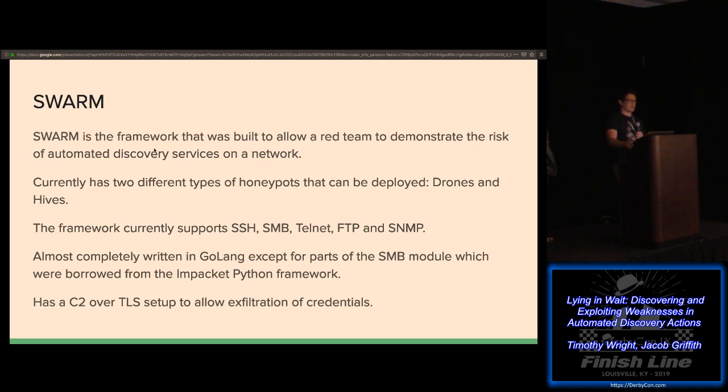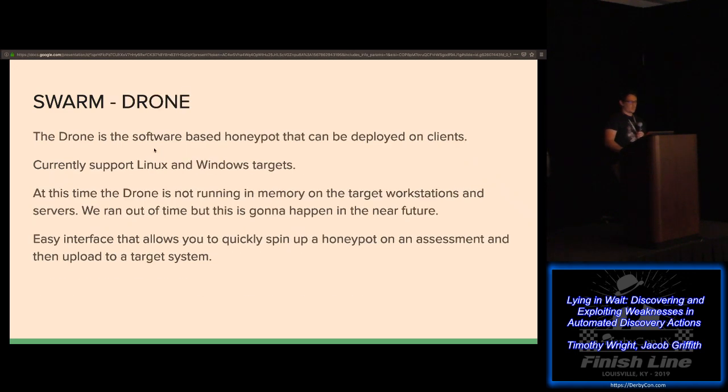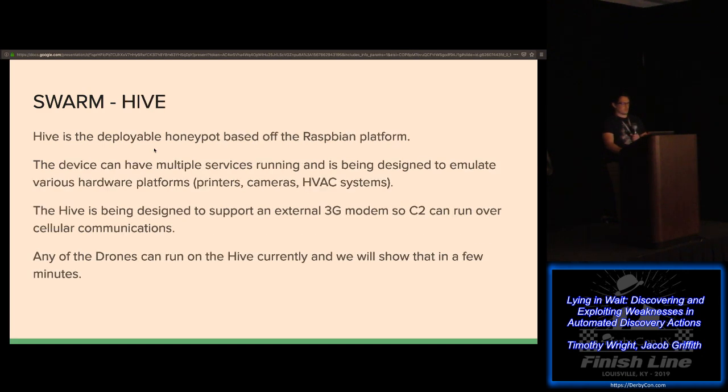Currently, we have SSH, SMB, Telnet, FTP, and SNMP implemented. It's written in Golang, except for the SMB module. I wrote that in Python because the Impacket framework was already there, so I just had to slightly modify what was already there. And again, the C2 for Swarm is over TLS to allow that exfiltration of credentials. The drone is the software that's run on the client.